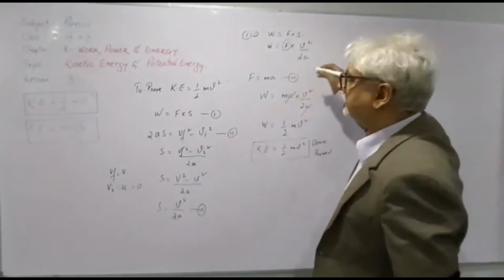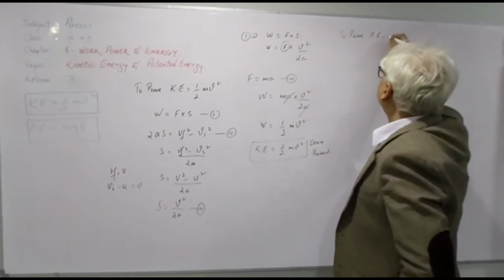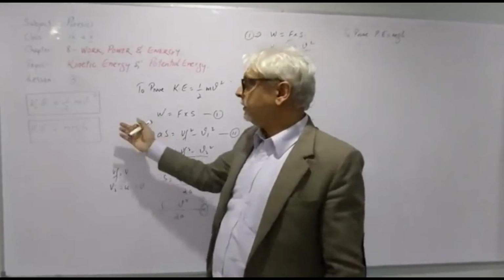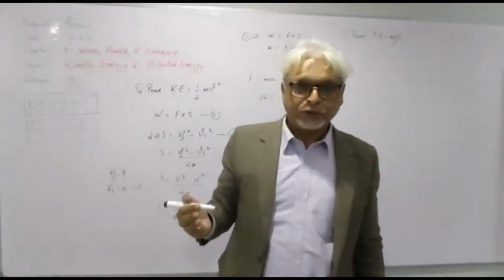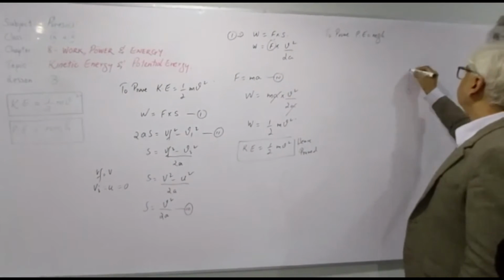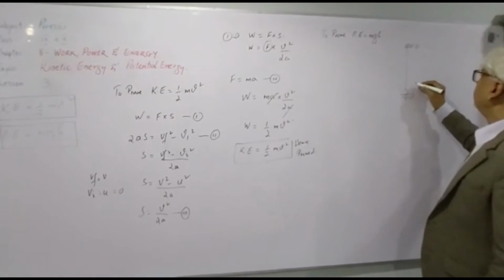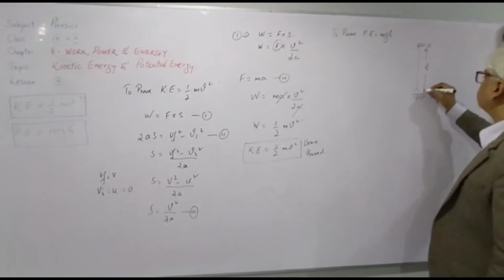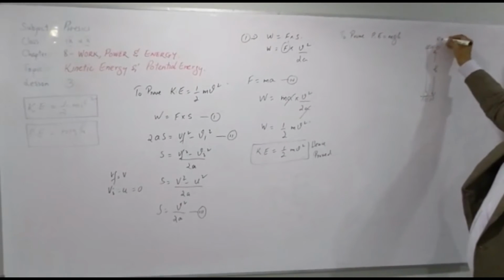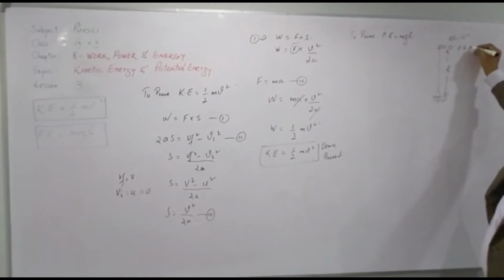Now let's go on to the next derivation. I'll prove that potential energy is equal to mgh. We know that potential energy is the energy possessed by virtue of its position. Position meaning you take a body and raise it to a certain height, up to this point. This is the maximum height that we've taken it to. Remember, the body is at rest over here, so the kinetic energy will be 0, and the potential energy will be maximum.